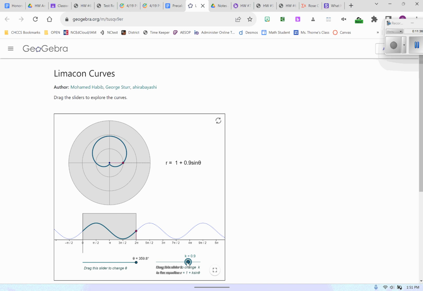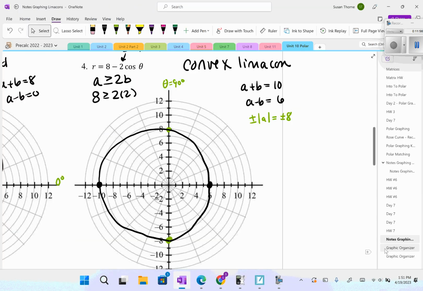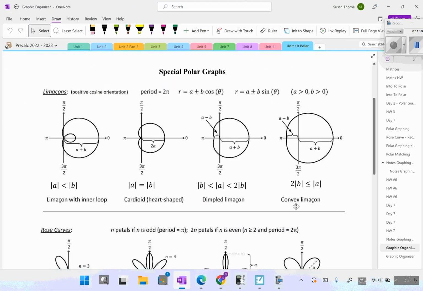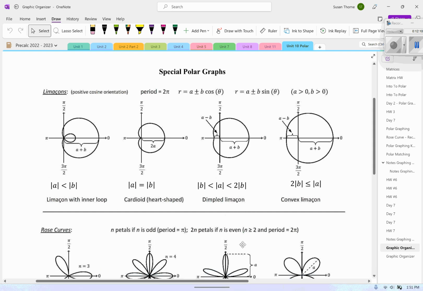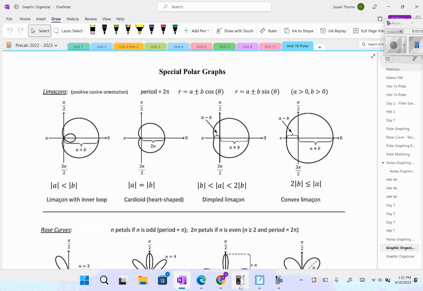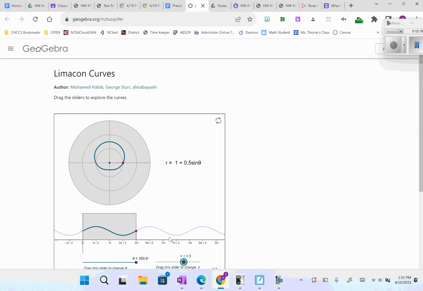And then if we keep changing that B value, notice that when we get to 0.5, 2 times 0.5 is equal to 1. So that gives us, remember when we talked about the convex limacon or dimpled. If we look back at this graphic organizer, when 2 times B is less than or equal to the A value, that's convex. And then if it's less than that value, then it's going to be dimpled.